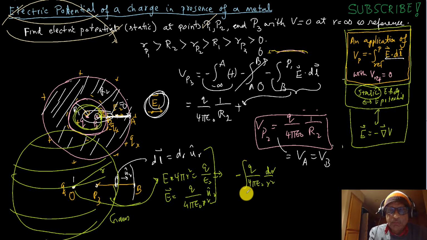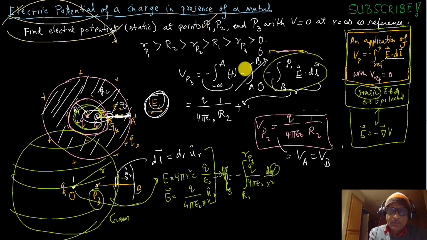So point B is R1, this is the integration variable, P3, not P1 but P3. Okay, so I need to do this integral, and this is not going to give me B at P3, it's going to give me this thing. So this I need to add to get this.